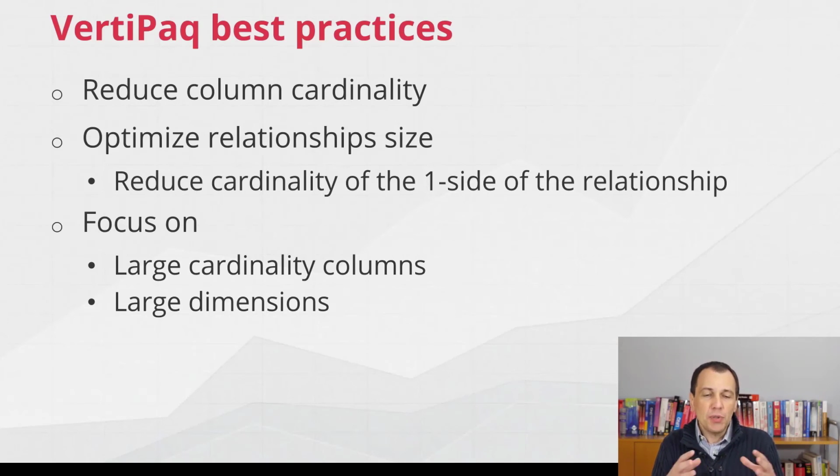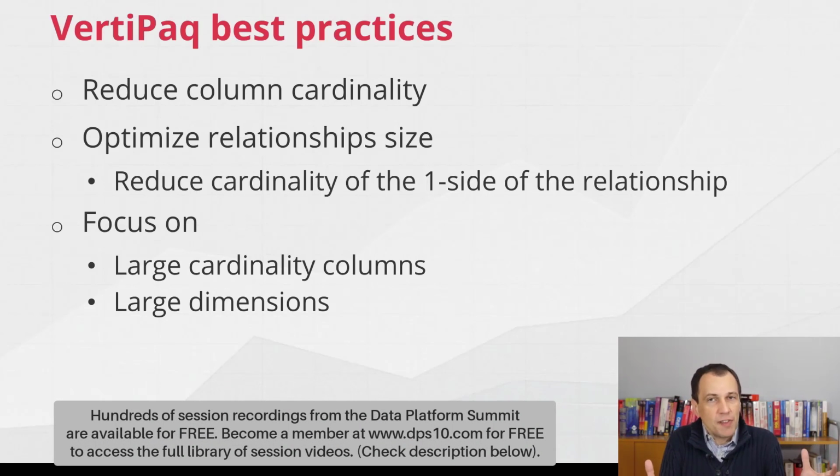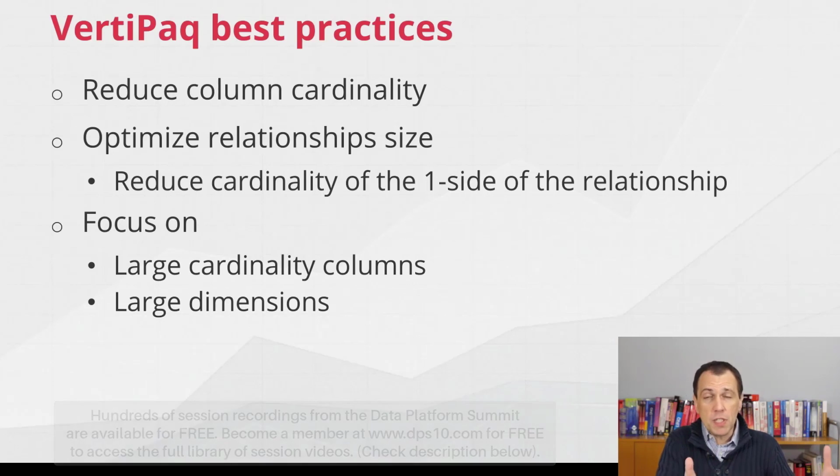And try to get rid of large dimensions if you can, because if you have a dimension with 10 million customers, it is more expensive than a table with 1 million customers. Now, you can say, Marco, we have 10 million customers. Okay, if you have 10 million customers, true, but sometimes the dimension is large because you have multiple versions of the same customer, and this could be expensive. You have to evaluate whether you can reduce the size of the table you use as a dimension in case this is proved to be a performance issue.